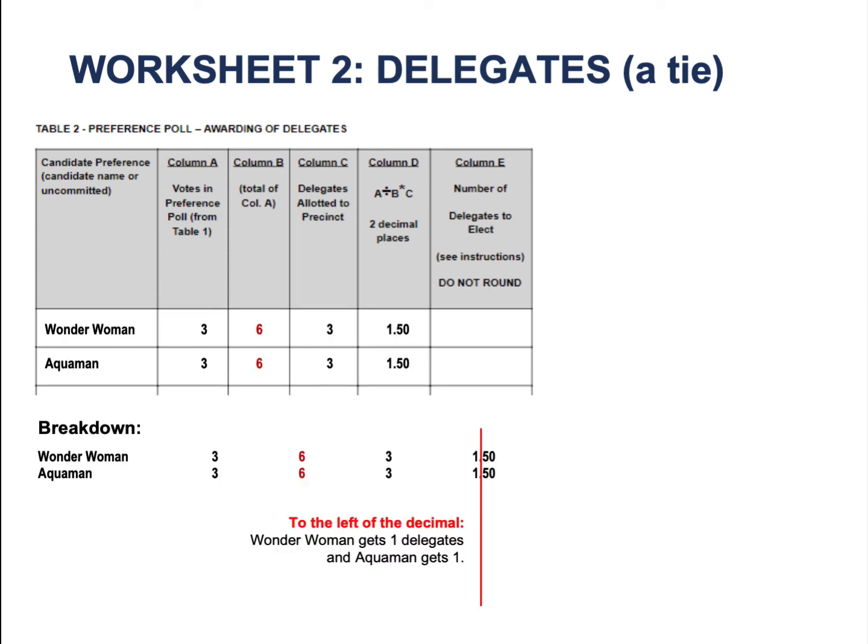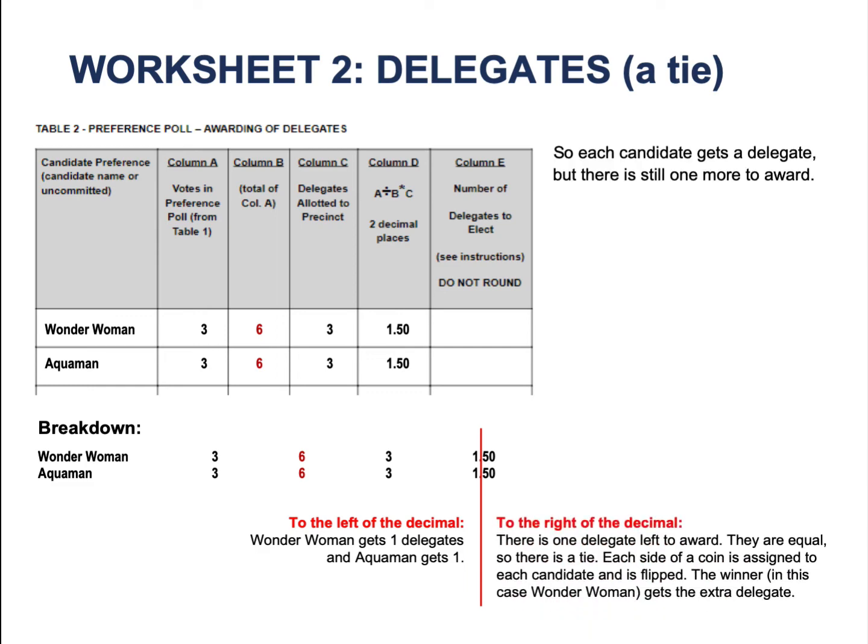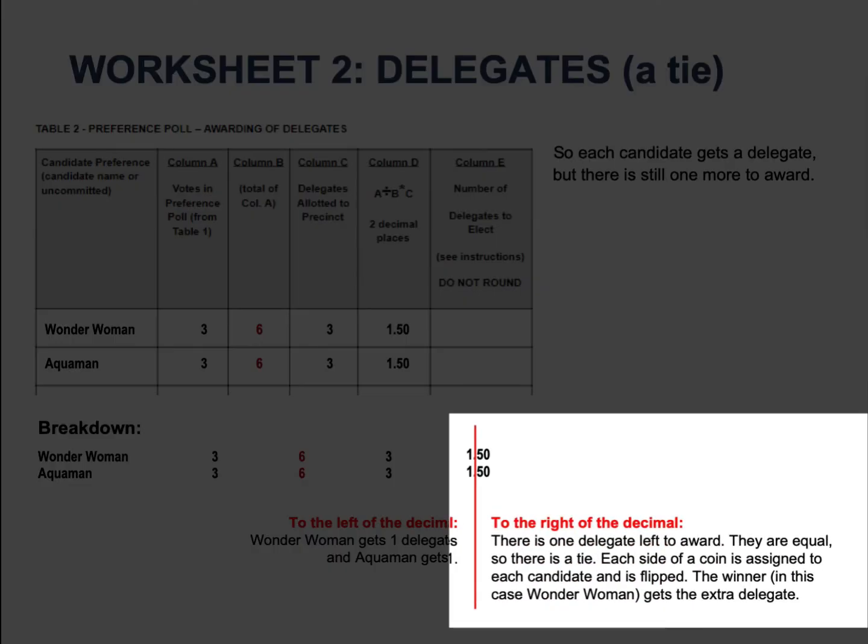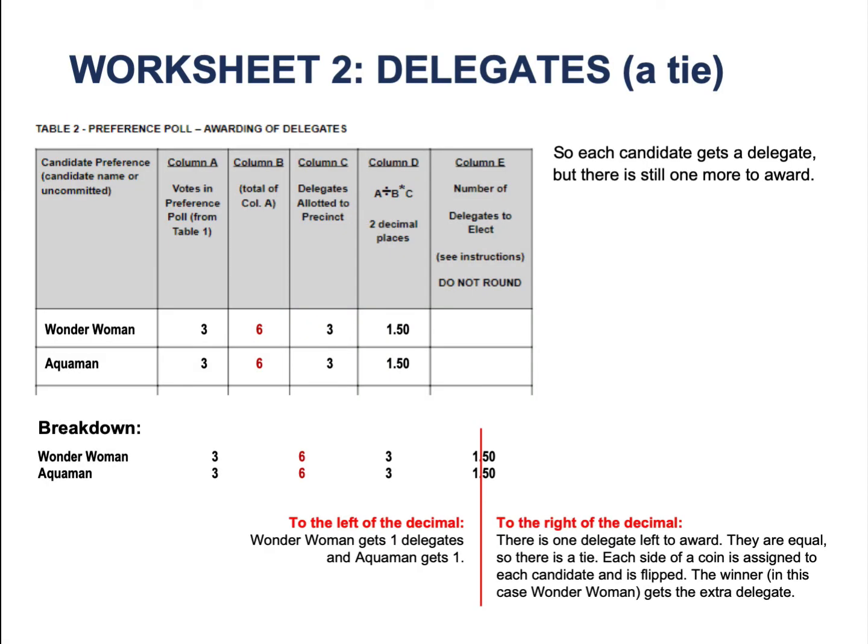So now when we look to the left of the decimal, each candidate will get their 1. We have that 1 extra to award, and when we look to the right, they're both tied at 0.5. We take out a coin, assign each side a candidate, and flip it. In this case, Wonder Woman wins the tie, so she is awarded 2 delegates, and Aquaman only is awarded 1. So in the very real likelihood that you can have a tie, it is determined by a coin flip.